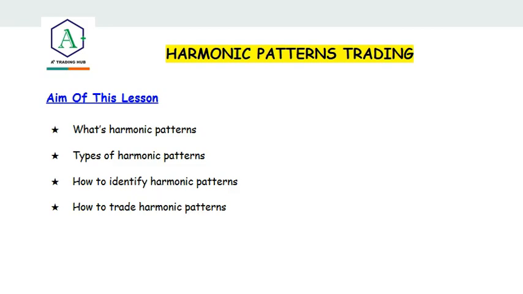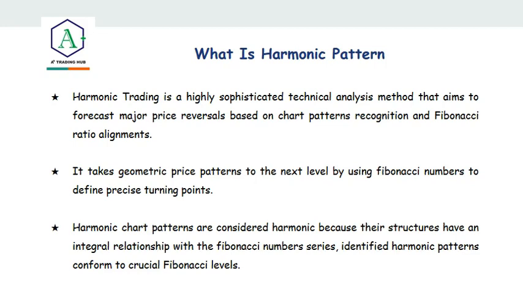So let's begin. Harmonic trading is a highly sophisticated technical analysis method that aims to forecast major price reversal based on chart patterns recognition and Fibonacci ratio alignment. It takes geometric price patterns to the next level by using Fibonacci numbers to define precise turning points. Harmonic chart patterns are considered harmonic because their structures have an integral relationship with the Fibonacci number series. Identified harmonic patterns conform to crucial Fibonacci levels.